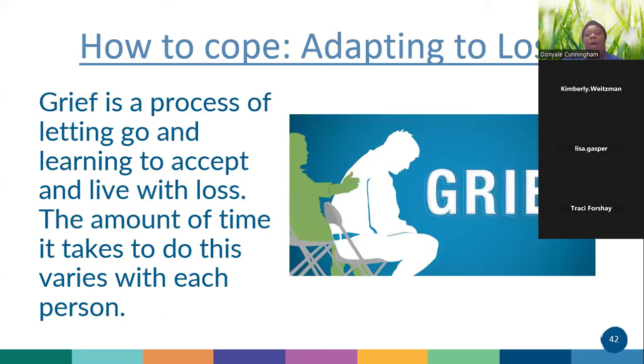Now, how to cope in adapting to loss. Grief is a process of letting go and learning to accept to live with loss. The amount of time it takes to do this varies with each person. So experts say you should let yourself grieve in your own way and time, and people have their own unique ways of expressing their emotions. So for example, some might express their feelings by doing things rather than talking about them.